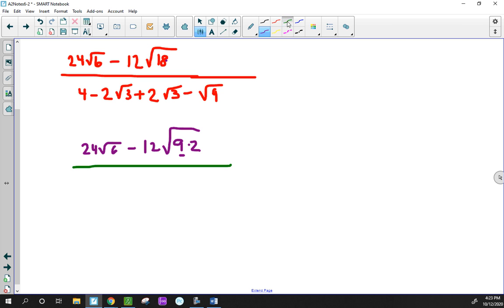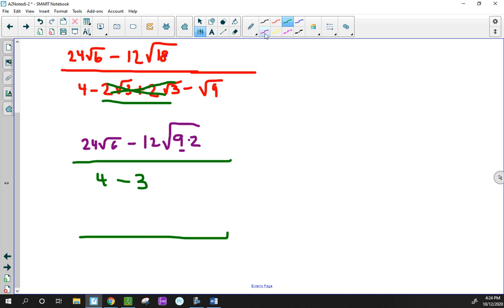Look at the denominator now. These terms are like radicals. They have the same radicand. You're going to go ahead and do what the coefficients tell you. Negative 2 plus 2, that gives you 0. So they're gone. You're going to drop your 4 down. You're going to drop your minus sign down. And the square root of 9 turns out to be a nice whole number of 3.